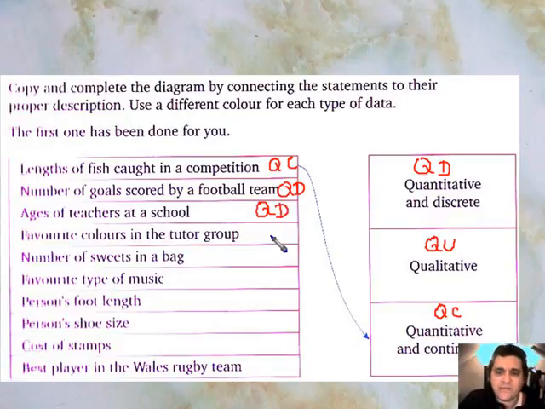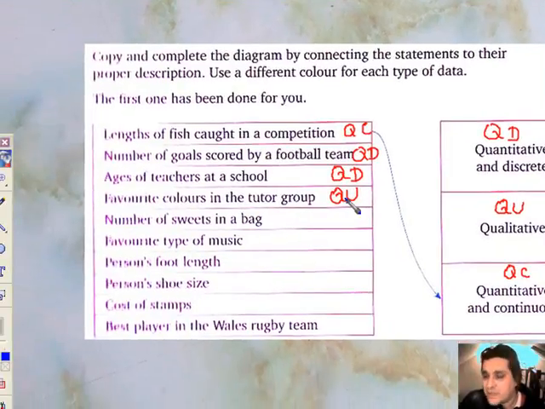Next one, favourite colours in the tutor group. Well, that's all about quality. So that's going to be quality and QU for quality. There you go. Favourite colours in the tutor group. Now, suppose I asked everyone what's your favourite colour, and I gave them a list to choose from, red, blue, green, purple, white, whatever, and everyone had to choose one, then we're actually talking about discrete and quantitative. But just reading it as it is, favourite colours in the tutor group, I'm going to go for qualitative there.